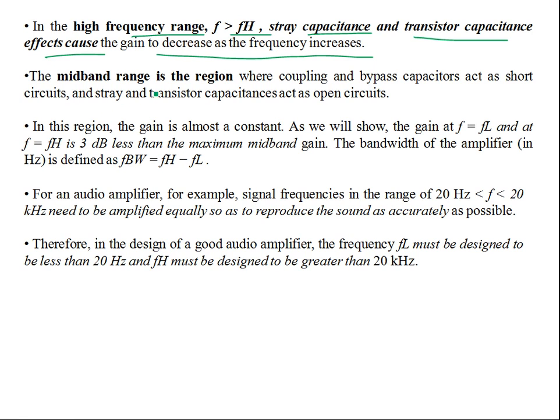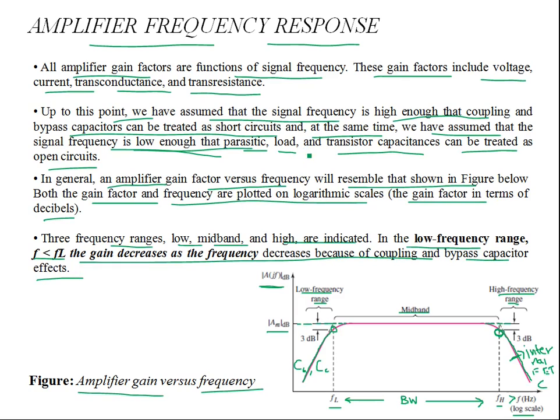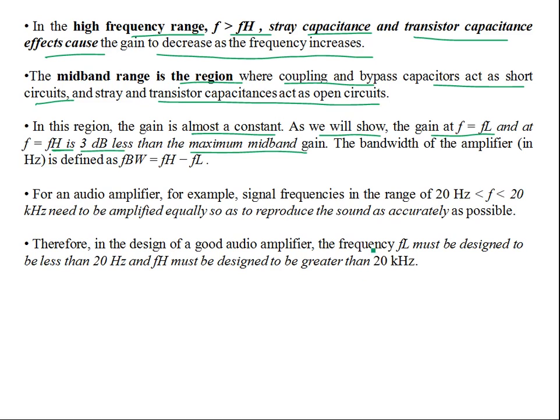The midband range is a region where the coupling and bypass capacitors act as short circuits, and the stray and transistor capacitances act as open circuits. In this region, the gain is almost constant. The gain at F equal to FL and F equal to FH, the low frequency point and the high frequency point, is 3 dB less than the maximum midband gain, AM. Both points are 3 dB below the midband gain AM in dB. The bandwidth of the amplifier in hertz is FBW, which is FH minus FL. That's the 3 dB bandwidth of the amplifier, within which the frequency response stays within 3 dB.